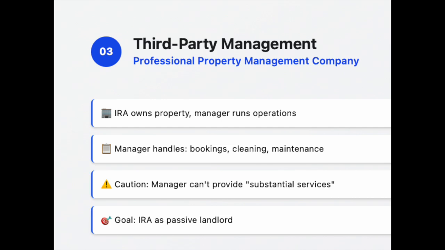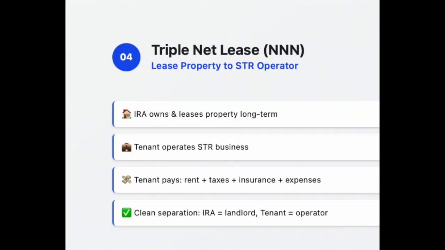Got it. Okay, that's tricky. What's the fourth strategy? Number 4 is kind of similar in principle but structured differently. Use a triple net lease, or NNN. Here, the IRA owns the property, but it leases the whole thing out, usually long-term, to another company or person. That tenant, the operator, is then responsible for running the actual STR business.